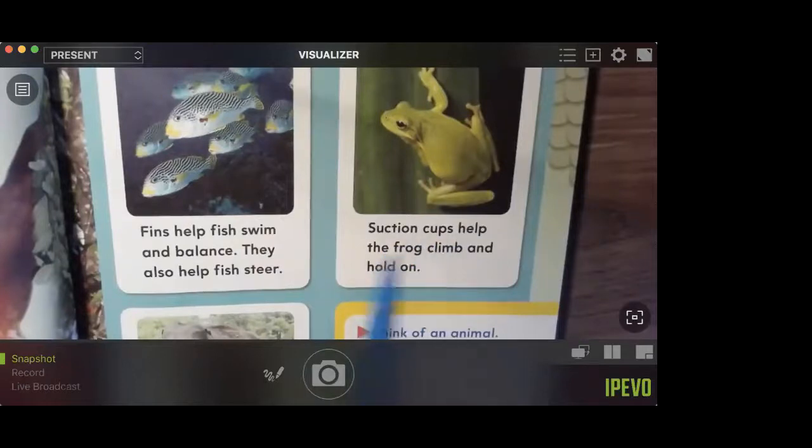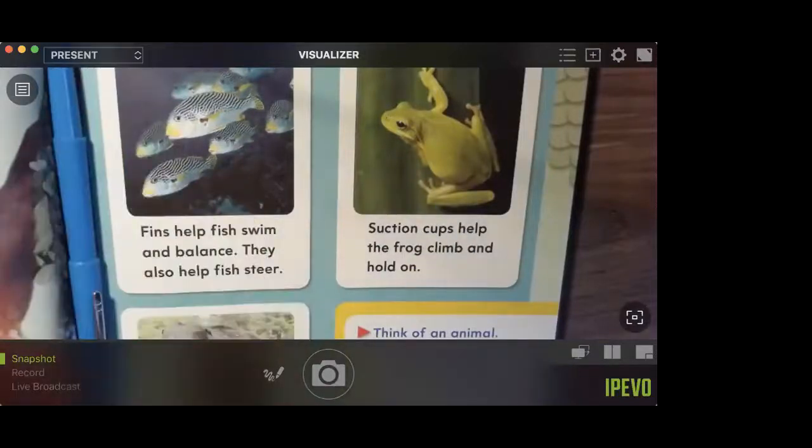Suction cups help the frog climb and hold on. So think of a suction cup. You guys know what a suction cup is, right? It's kind of round, and you get the back of it a little wet, and it sticks. And then you can hang stuff or whatever you need to do. Okay, and then that's what a frog has on the bottom of their feet, and it helps them to climb trees and to get out and to walk away, and to climb and to do whatever they need to do, find food.